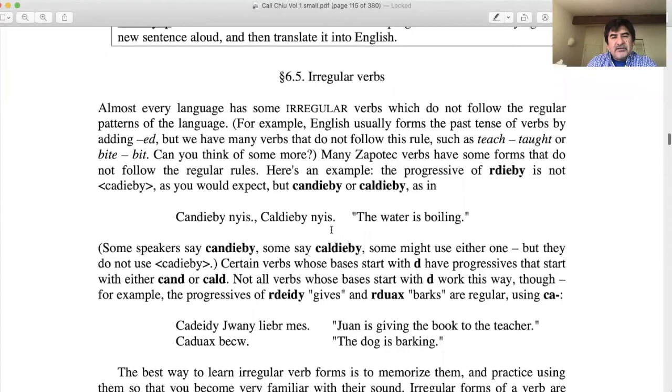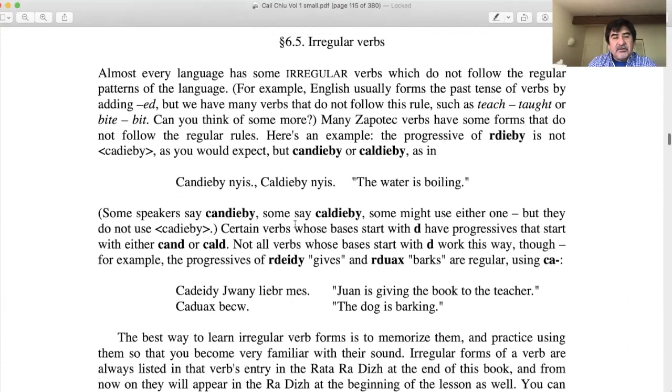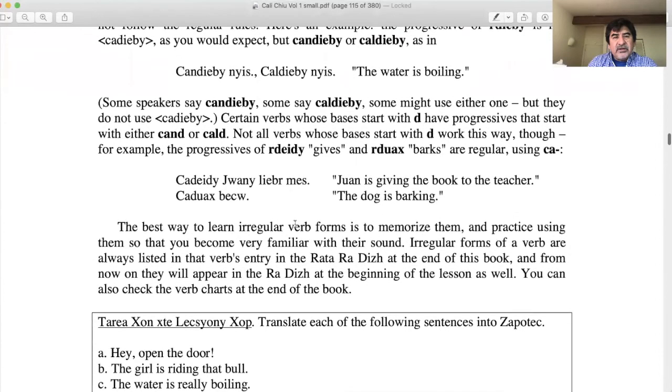As an example, the water is boiling, kaldievness. Okay, here we have more. Under date, erdosh. The sentence is Juan is giving the book to the teacher. Kadeit Juan Liebermes. The dog is barking. Kadosh. One more time. Kadosh. All right.